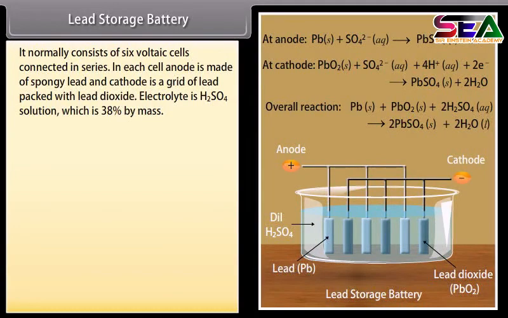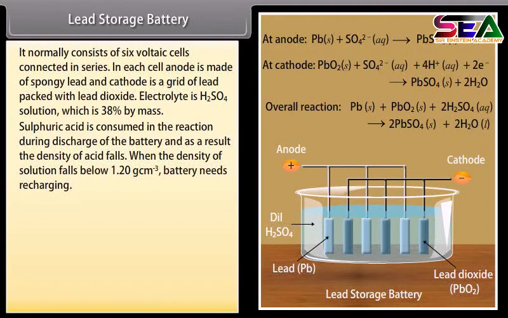Lead storage battery. It normally consists of 6 voltaic cells connected in series. In each cell, the anode is made of spongy lead and the cathode is a grid of lead packed with lead dioxide. The electrolyte is H2SO4 solution, which is 38% by mass. Sulfuric acid is consumed in the reaction during discharge of the battery, and as a result, the density of the acid falls. When the density of the solution falls below 1.20 g cm⁻³, the battery needs recharging.